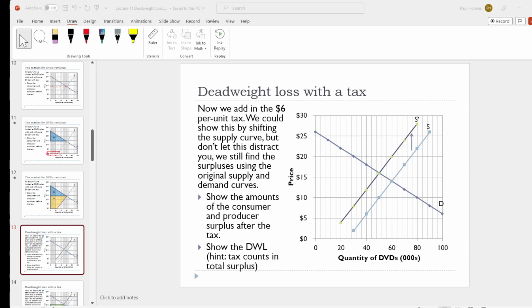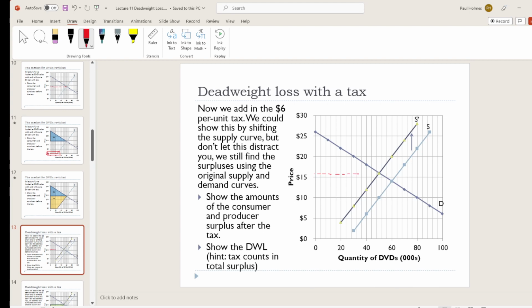So next we'll do the more interesting exercise, which is to add in the tax and see how that affects our economic surplus. Okay, so I've gone ahead and pushed my supply curve up by $6, the amount of the tax, and we've got a new equilibrium in this market. So what's our new equilibrium?